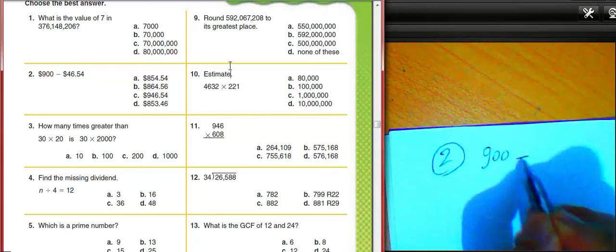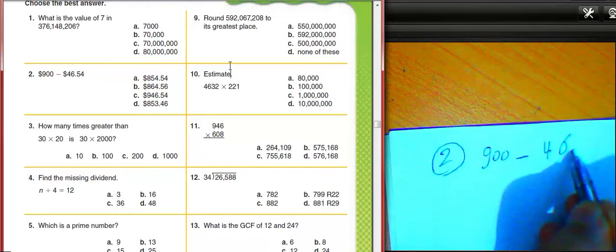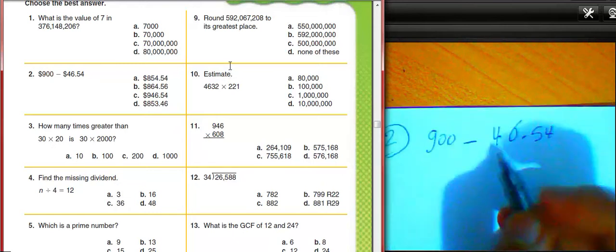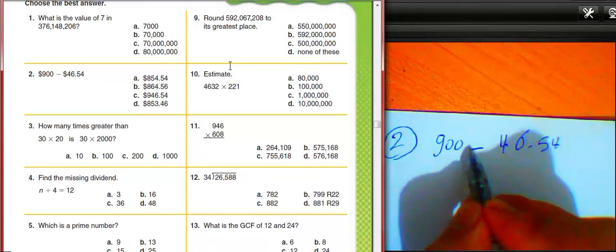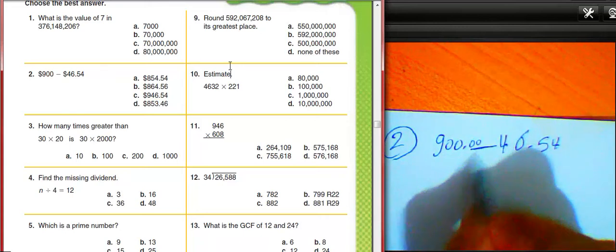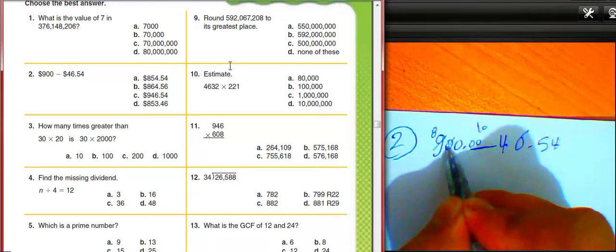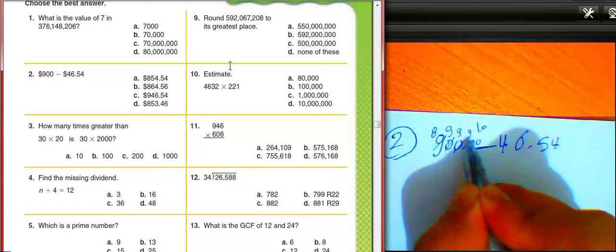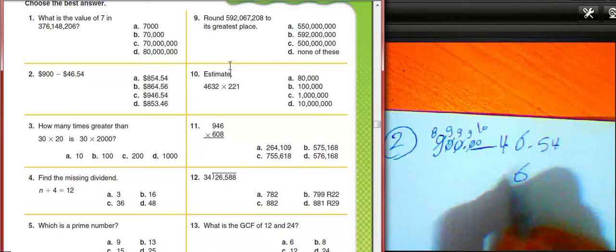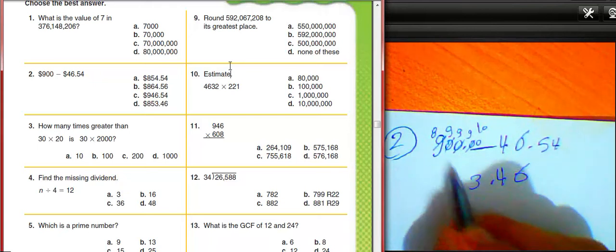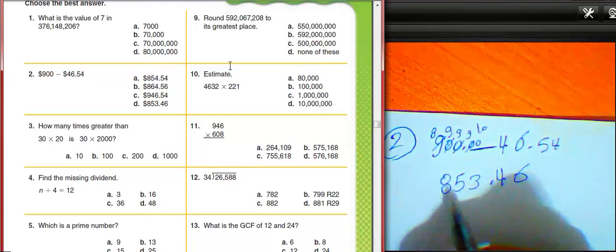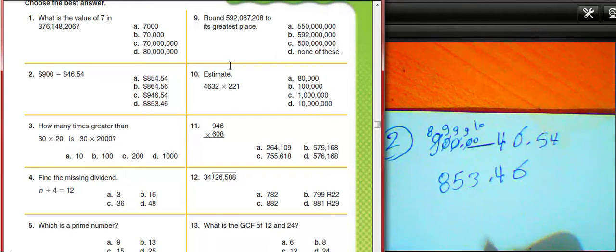Question number 2. $900 subtract $46.54. We must equalize the parts of the two numbers here, with the point and double 0. 0 subtract 4 we can't do, so we borrow 1. 9 will be 8. 10 subtract 1 equals 9, and 9, and 9. 9 minus 4 equals 6. 9 minus 5 equals 4. 9 minus 6 equals 3. 9 minus 4 equals 5. The result will be 853.46. We must choose letter D.